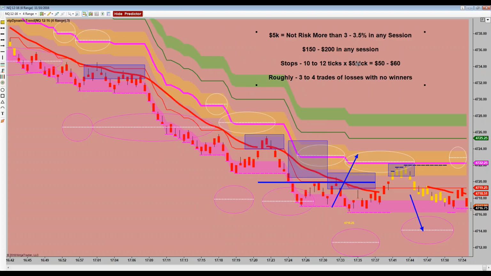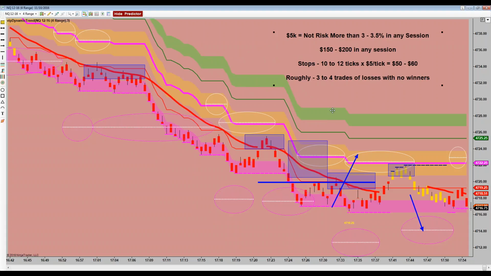Now let's do this a little bit differently. What if you doubled these numbers? What if you doubled the risk side but kept the account size at 5K? Should the trader with 5K or less in their trading account be trading a $10 instrument? Well, let's do the math. If the stop loss was 10 to 12 ticks at $10 a tick, each pop would be 100 to 120. If you took a pop, and I'm talking about one contract here. I'm not talking about two contracts. Two contracts would double everything, yes?